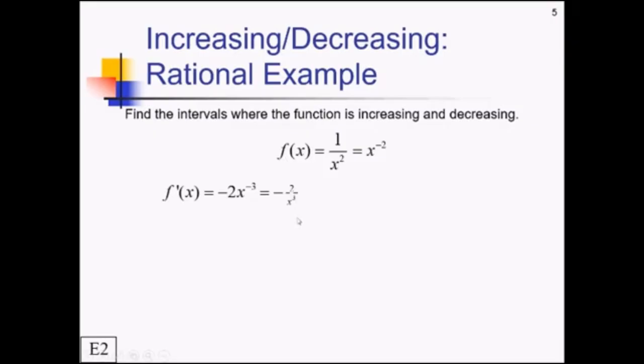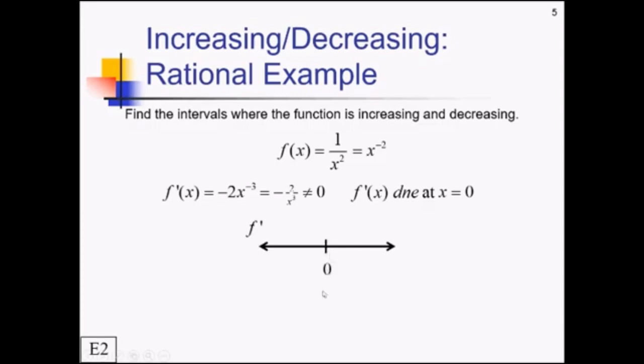Now, solving for critical values, since this does not have a variable in the numerator, there's no way this is ever going to be able to equal 0. However, since we have variables in the denominator, our derivative is going to be undefined, does not exist at x equals 0. So that actually counts as a critical value that we can test around. All right, let's go ahead then and put that on our f prime line.